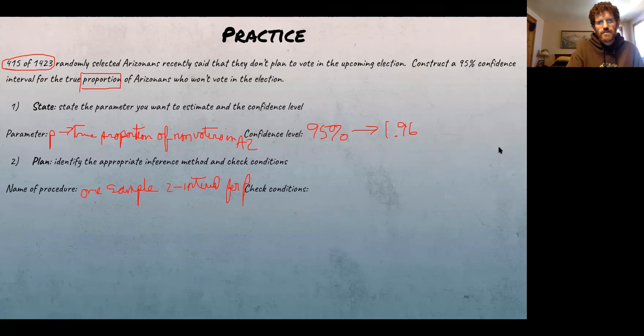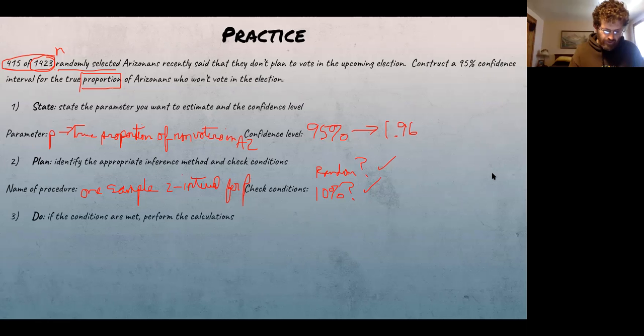Okay, our conditions. We need to check three things. Was it random? Well, I'm looking at this, randomly selected. Oh, yeah, it's random. Does it meet the 10% condition? Well, is 1,423, that's our n right here, less than 10% of all the Arizona voters? I believe it is. So that's less than 10% of the population, which means we can use a simpler calculation, which is the calculation we're going to use.